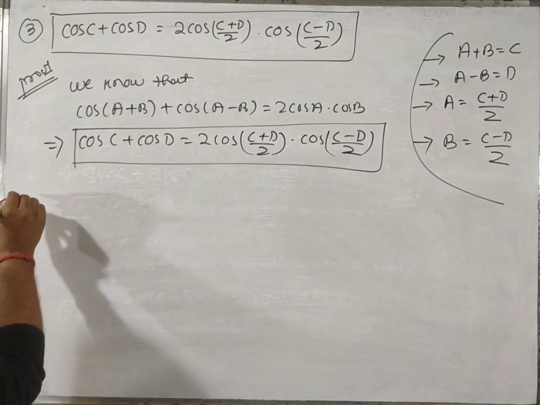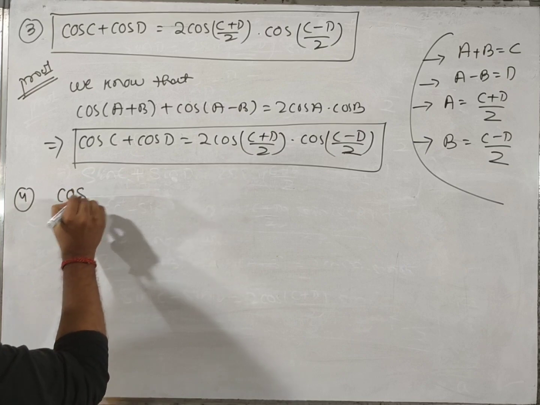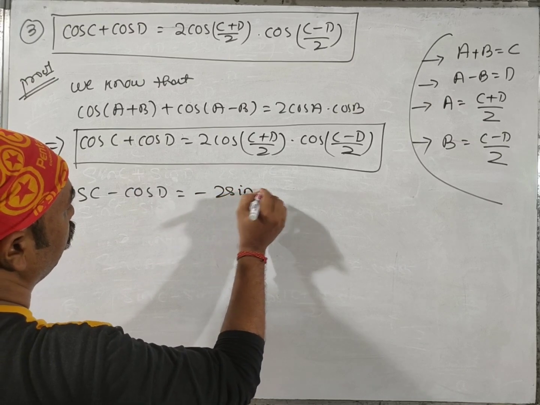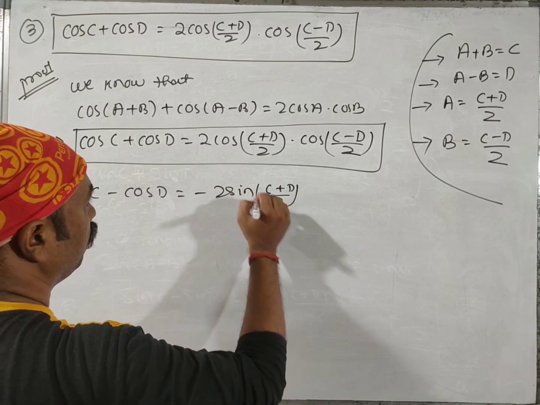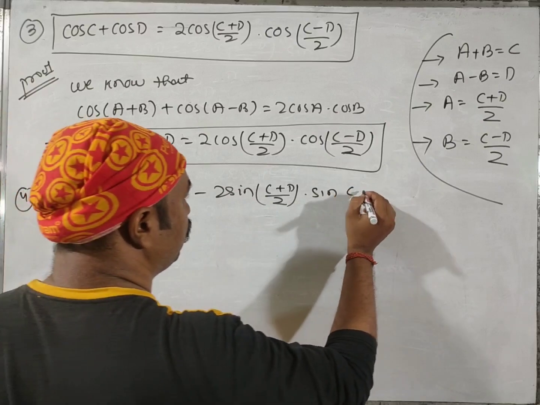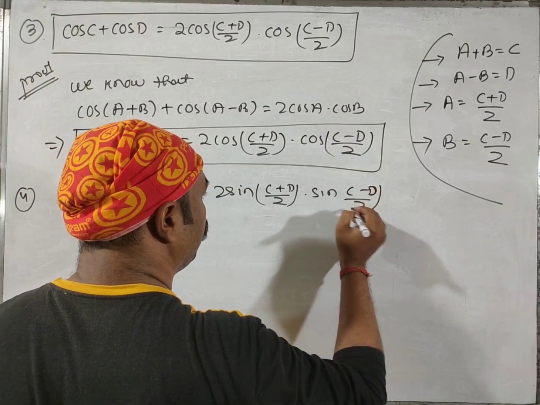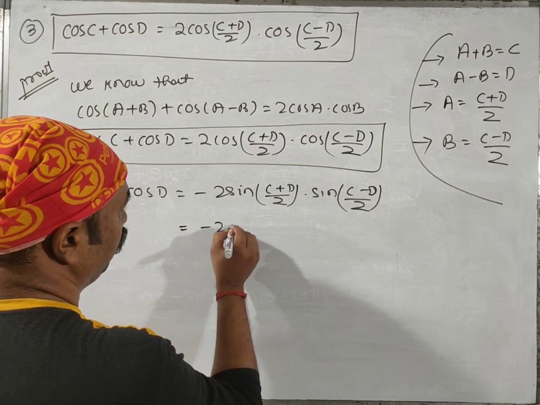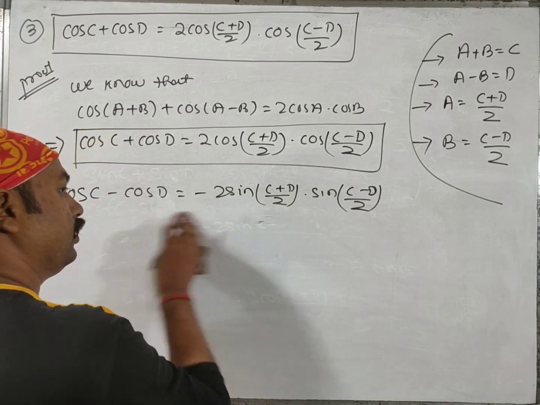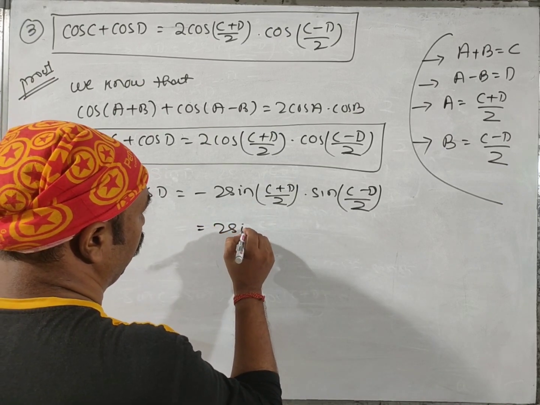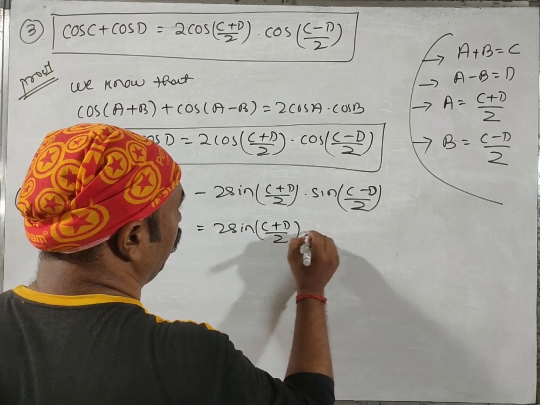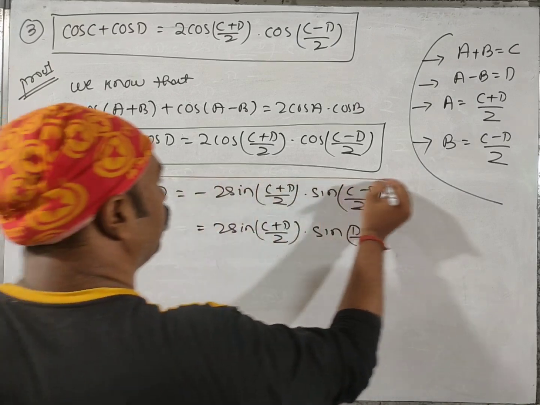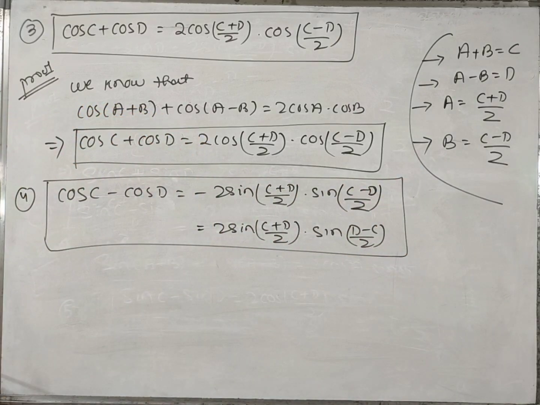Then the fourth one: cos C minus cos D is minus 2 sin((C plus D)/2) into sin((C minus D)/2), or it is 2 sin((C plus D)/2) into sin((D minus C)/2). Here it is the important fourth formula.